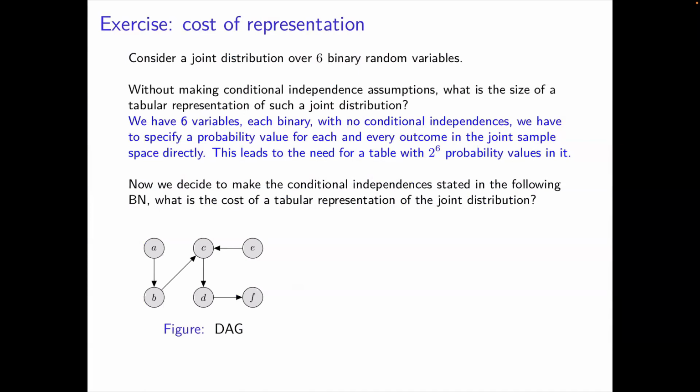Now we decide to make the conditional independences that I stated in the following Bayesian network. What is the cost of a tabular representation of the joint distribution? So we're going to have to figure out the tabular representation. Now there are some assumptions in the graph, so we need to use them. We're better off using them. And then we can count how many probability values we need. So pause the video, take a moment to work on this. I'll review the solution shortly.